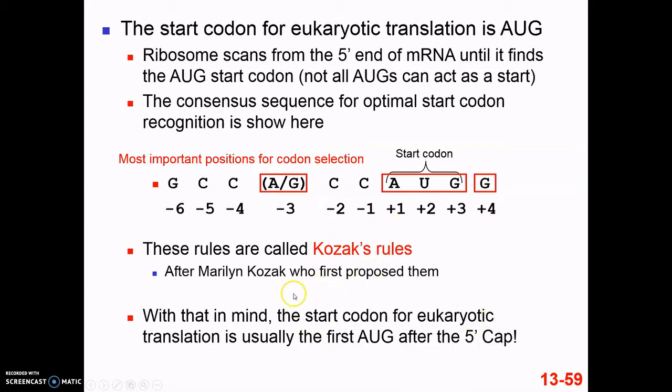But with this in mind, I want you to remember that in eukaryotic messenger RNAs, there is, in fact, a 5' cap, if you remember that. There's a specialized cap put on the end of messenger RNAs on the 5' end, and this AUG is typically the first AUG after the 5' cap. There can be some exceptions, there's always an exception, but typically that's what it is, and it will follow these particular rules.